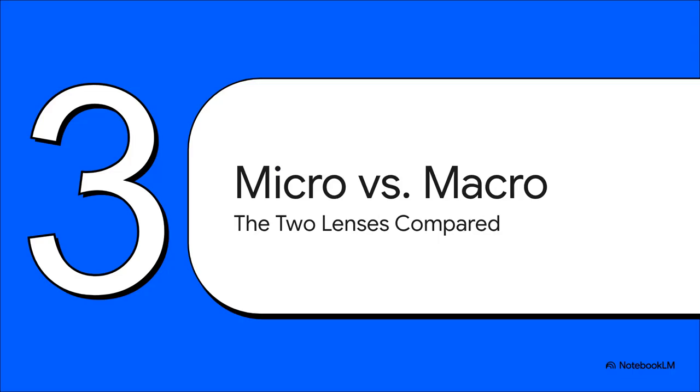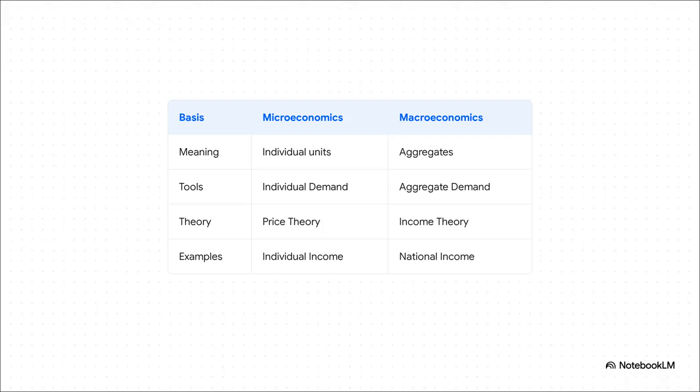Okay, so we have our two lenses, the microscope for micro, the telescope for macro. Let's put them right next to each other so we can see the difference crystal clear. All right, let's go head to head here. The pattern is pretty obvious when you see it like this, right? Micro is all about the individual, while macro is all about the aggregate, the total. Micro cares about the price of one thing. Macro cares about the nation's total income. It really is the difference between asking, hey, how many people want to buy the new iPhone, versus asking, what's the total demand for everything being sold in the entire country?